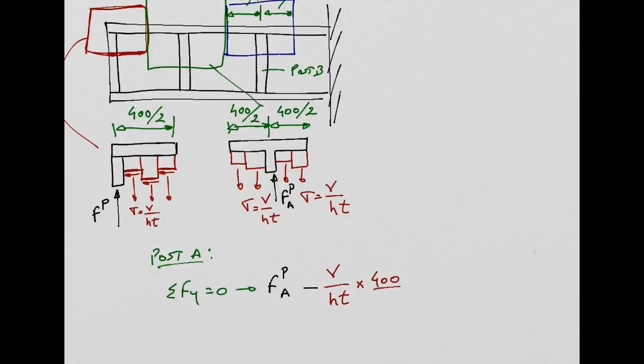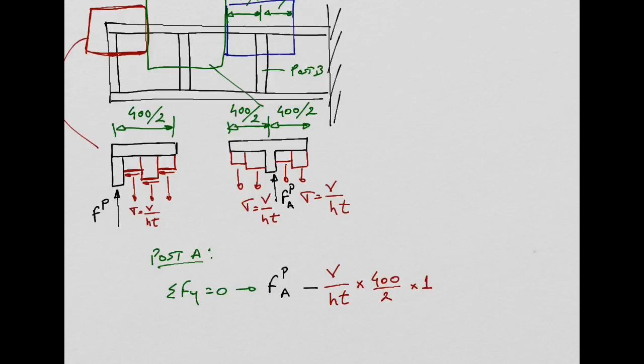So times 400 over 2. And I need to multiply now by the thickness, which is 1 millimeter. So this is the contribution from the diagonal tension field developed on the left side of post A.